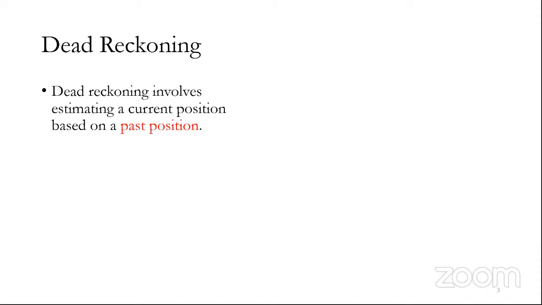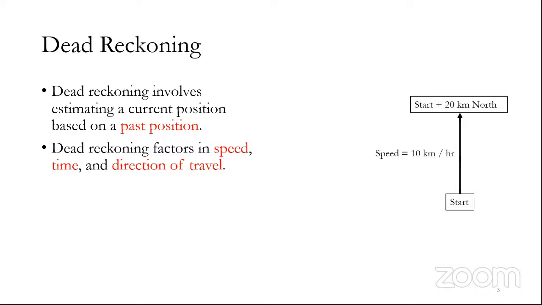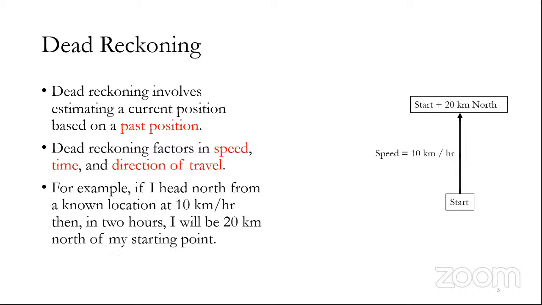So one of the earlier methods of navigation was known as dead reckoning. Dead reckoning essentially involves estimating your current position based on a previous position. So for that, you would need your speed, time, and direction of travel. Let's take an example. Let's say I started at a known position, let's call it start, and I moved northward at a speed of 10 kilometers per hour. 2 hours later, I will be 20 kilometers north of my starting position.